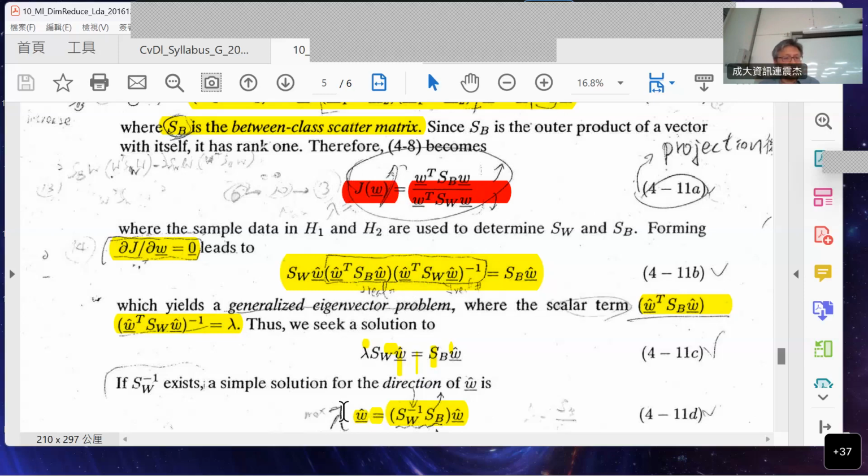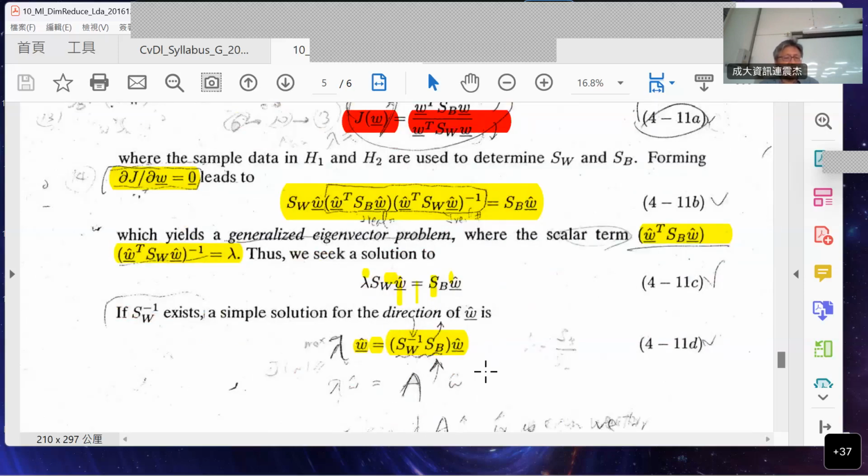It's constant. Okay, here, this one. And you will find actually W equal to eigenvector. So this term becomes this term. And this term is an eigenvector problem. Why? Because if we shift SW, switch to the other side, it will become this one.